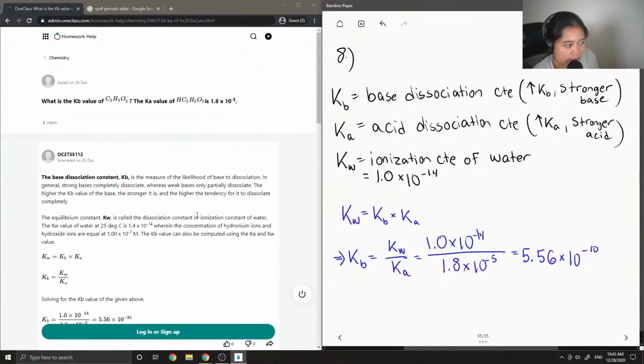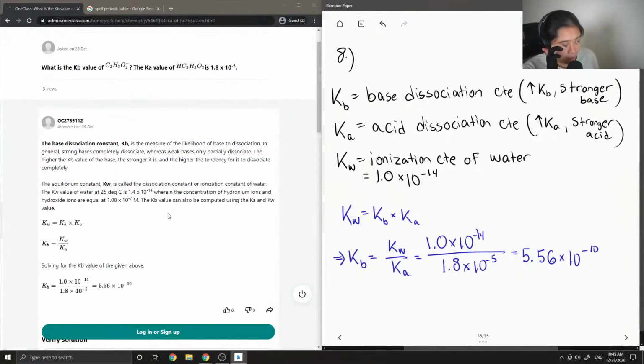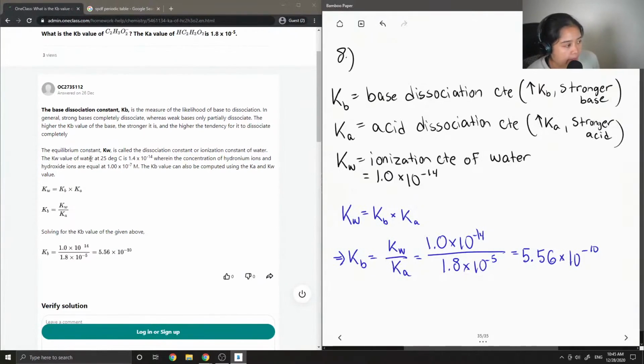So let's see what the junior tutor said. The base dissociation constant Kb is the measure of the likelihood of the base to dissociate. In general, strong bases completely dissociate, whereas weak bases only partially dissociate. The higher the Kb value of the base, the stronger it is, and the higher the tendency for it to dissociate completely. The equilibrium constant Kw is called the dissociation constant or the ionization constant of water.